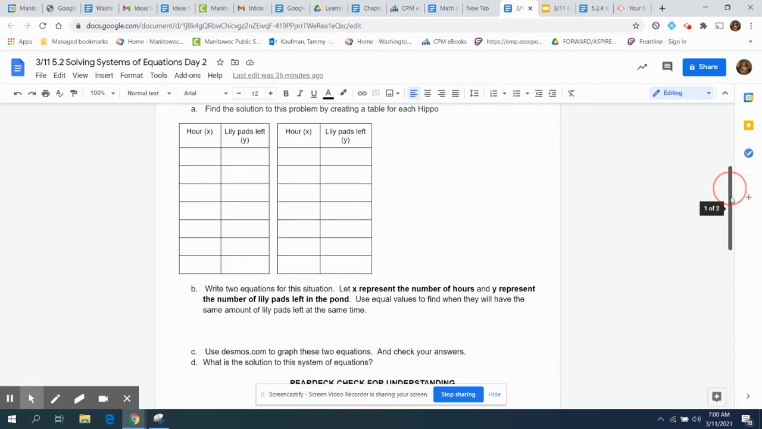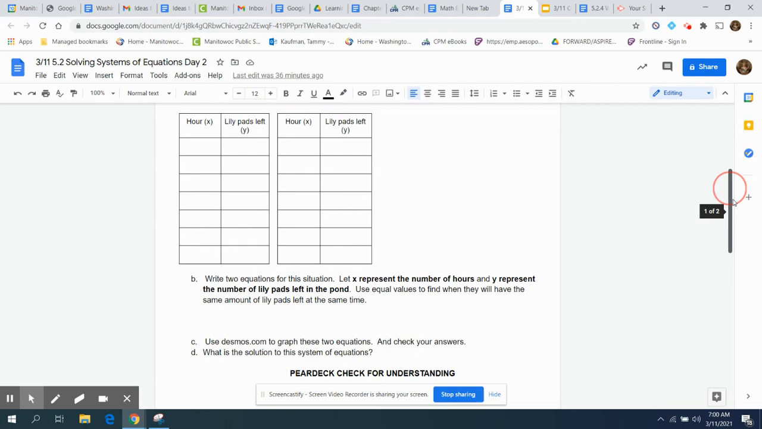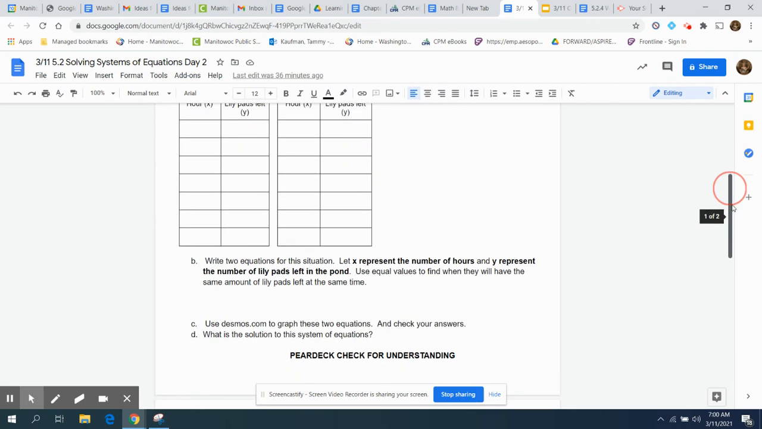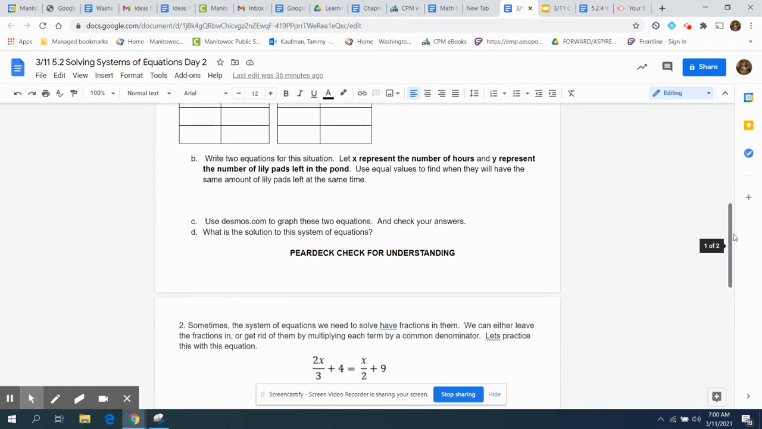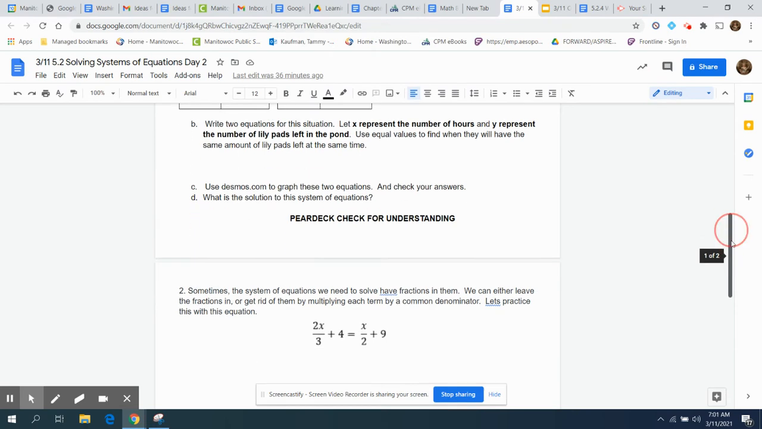So same deal as yesterday. I want you to make the tables and then solve it using equal values and then using Desmos. And what is the solution? And then today we're going to have a pair deck check for understanding. So at least like 25, 30 minutes in, we're going to stop, do a pair deck check for understanding. Hopefully I can give you some feedback at that point.